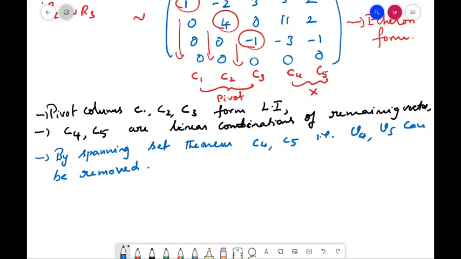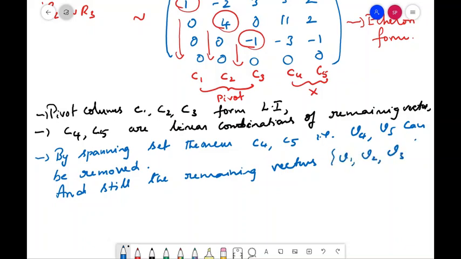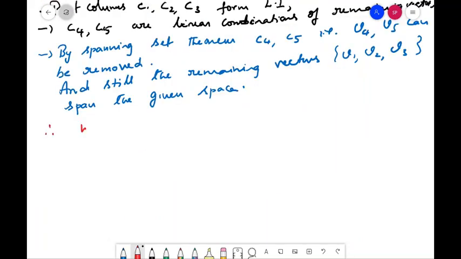and still the remaining vectors, which are in the columns C1, C2, C3, that is V1, V2, V3, span the given space. So after you remove these vectors which are linear combinations of the remaining vectors, the remaining vectors will be spanning the set. Therefore, we have the set S equal to V1, V2, V3.